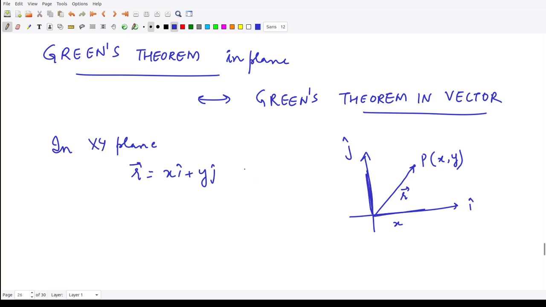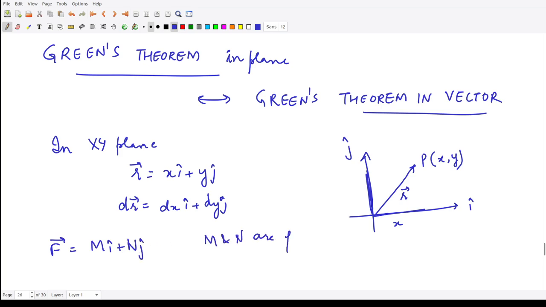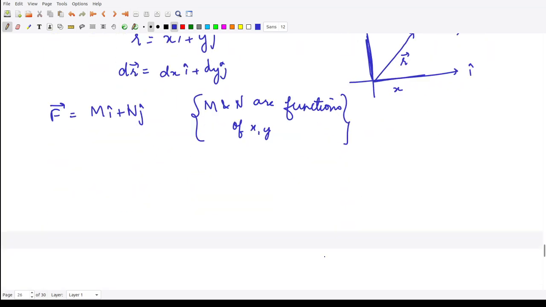So likewise you will have its derivative as dx i cap plus dy j cap. So this is what we have, and moreover, if we define the vector F to be M i cap plus N j cap, where M and N are functions of x and y, as we have defined above, which are continuous functions and also have partial derivatives.